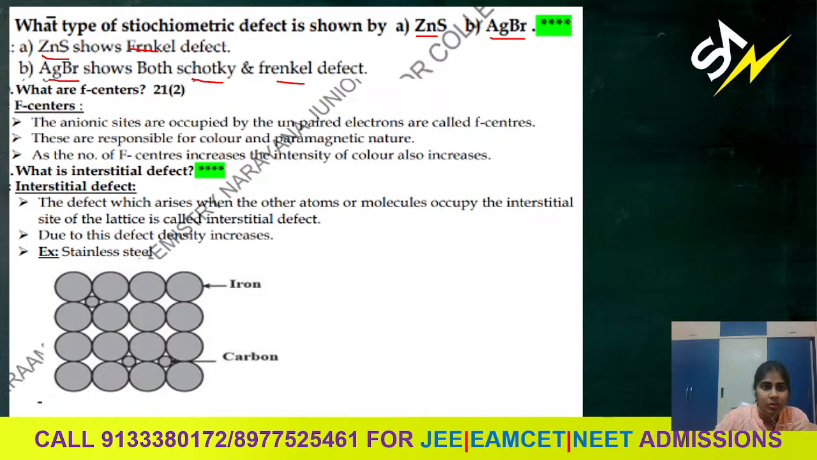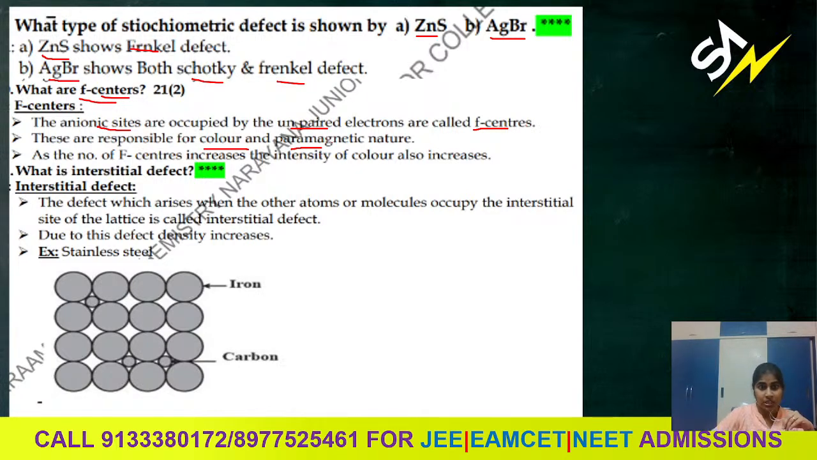And one more type of question: what are F centers? This is a simply answered question. Just define what F centers are first. These are the anionic sites that are occupied by unpaired electrons. These are known as the F centers. These are responsible for the color and paramagnetic nature of the crystal.